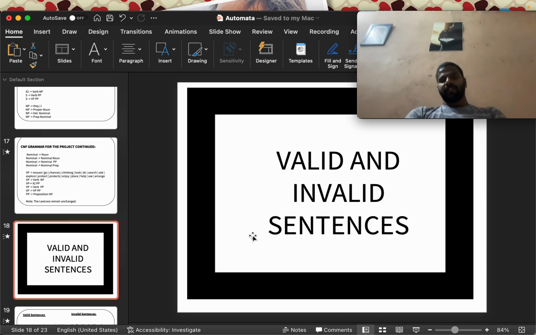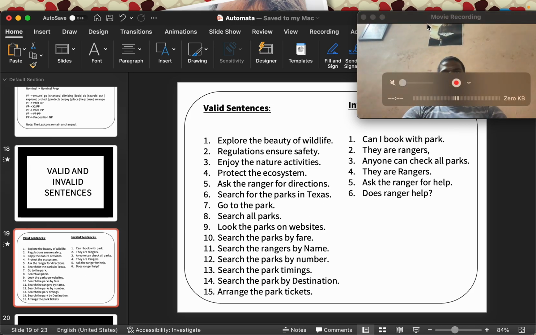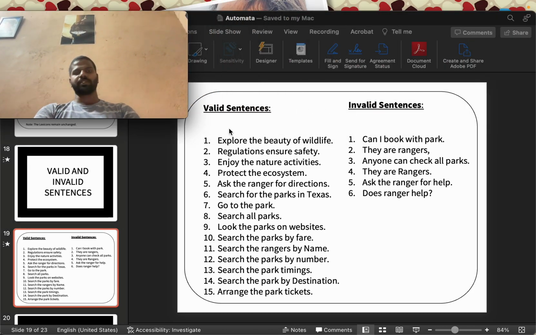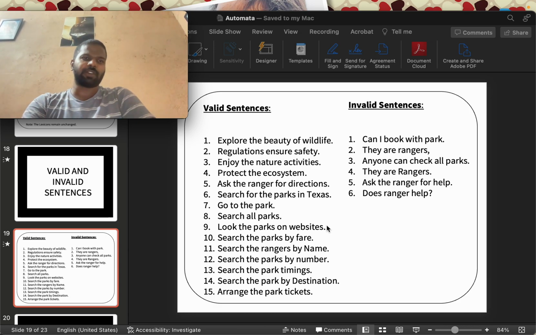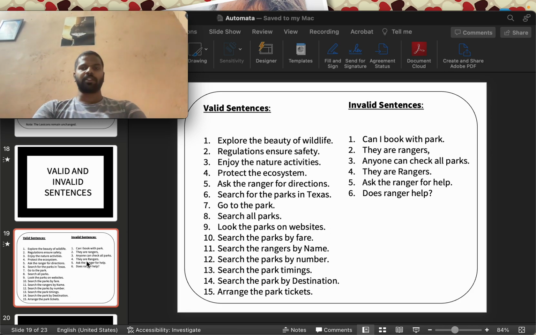These are the valid and invalid sentences that I have used in my project, and I have given the parser execution for each and every sentence at the start of my presentation.